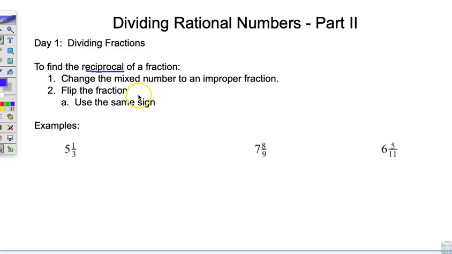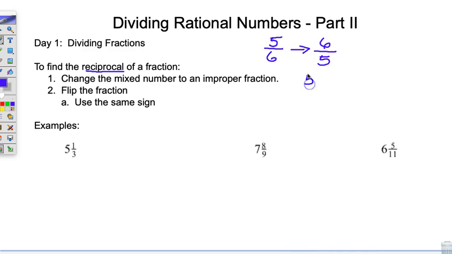So to find the reciprocal of a fraction, first we must change the mixed number to an improper fraction and flip the fraction and use the same sign. Before I do the 3 examples below, I want to show you what it means to find the reciprocal of a fraction. Let's say we had a fraction like 5/6. To find its reciprocal, you're simply going to flip the numerator and the denominator. So the reciprocal of 5/6 is 6/5. So you just flip-flopped these two.